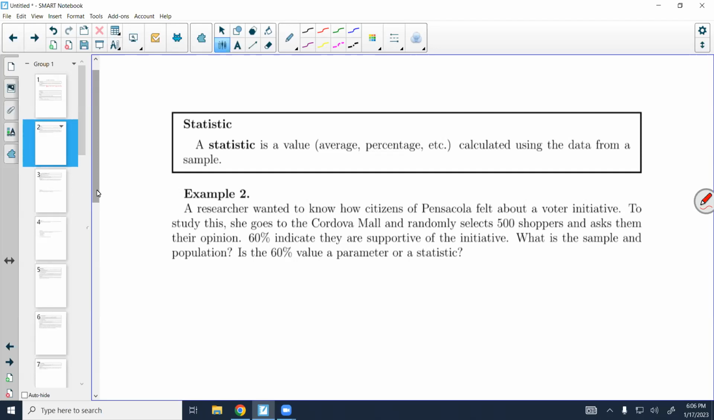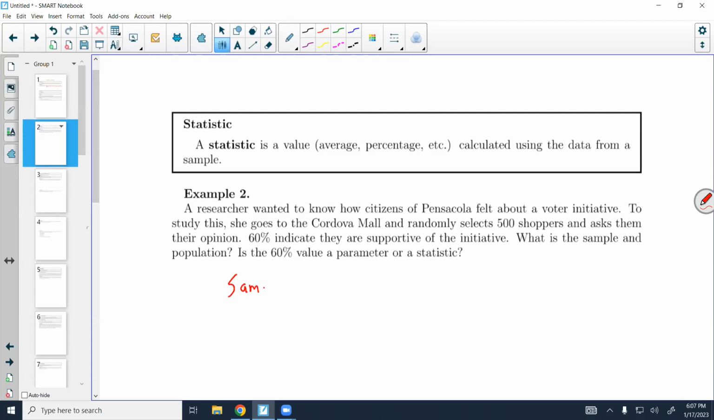So here we have a researcher who wanted to know how citizens of Pensacola felt about a voter initiative. To study this, she goes to Cordova Mall and randomly selects 500 shoppers and asks them their opinion. 60% indicate they are supportive of the initiative. What is the sample and population? And is the 60% value a parameter or a statistic?